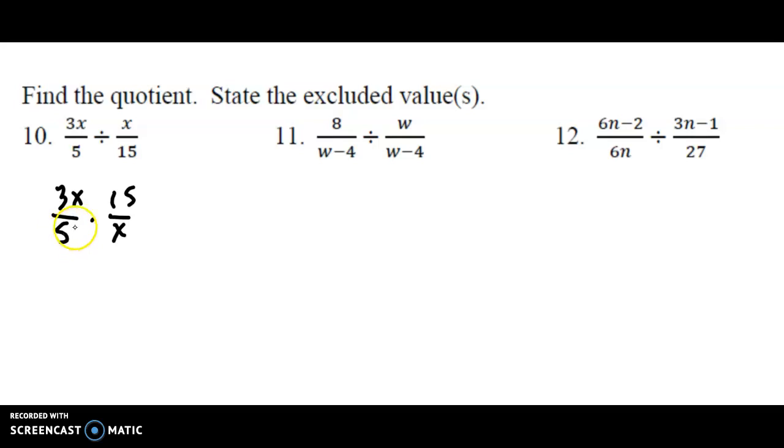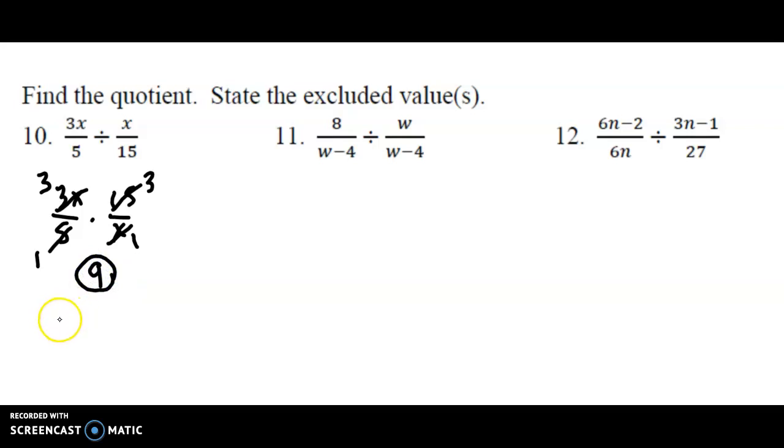So monomial on this diagonal, so I'll divide them by 5. Monomial and monomial, common factor of x. And then I can multiply. 3 times 3 is 9. 1 times 1 is 1. It would be 9 over 1, or just 9.